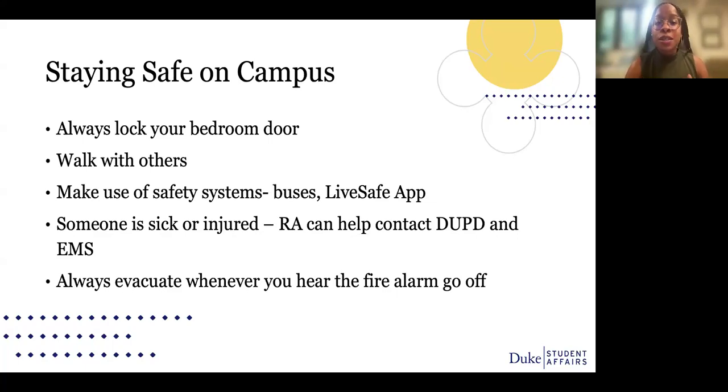Talk to your roommate, talk to them about carrying their key. I know some folks are like, I don't like carrying a key. I truly understand that. And this is just a lesson in life. Lock your bedroom door, right? I can't say it enough.